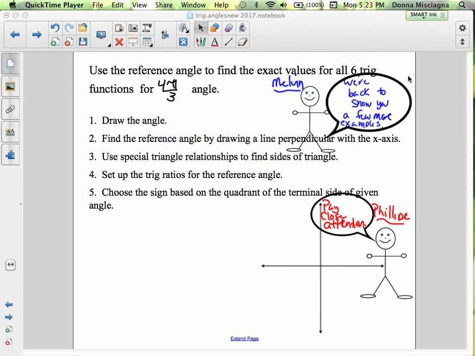All right, so these examples are going to be in radians, and we're using a reference angle to draw the exact values for all 6 trig functions. And our first example is 4 pi thirds.